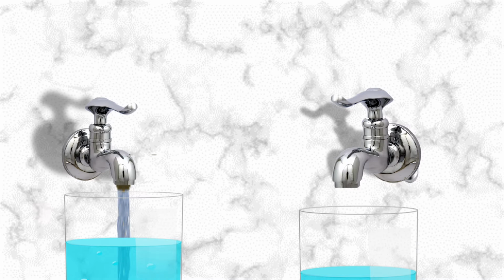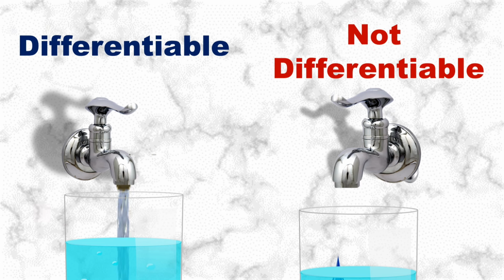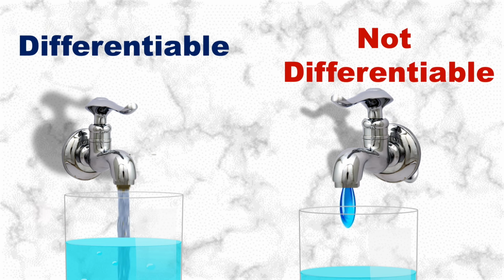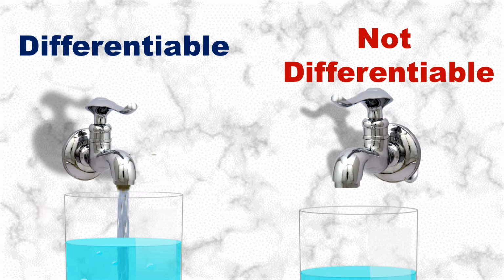Let's say that you are plotting the water level in these buckets on the y-axis, and time is plotted on the x-axis. The graph of water level of the bucket on the left will be a differentiable function. That is, at every second, the water level will be slightly different. Now let's take the example of water level of the bucket on the right this time.